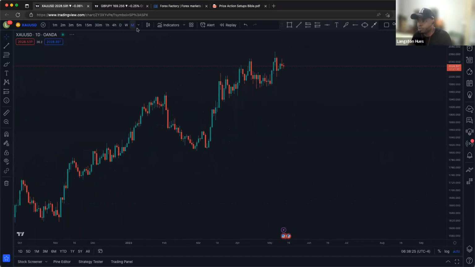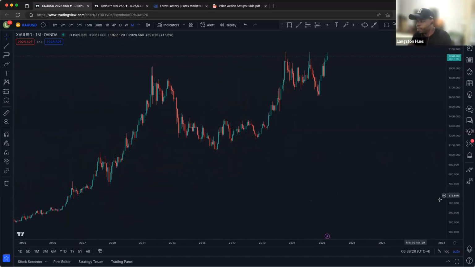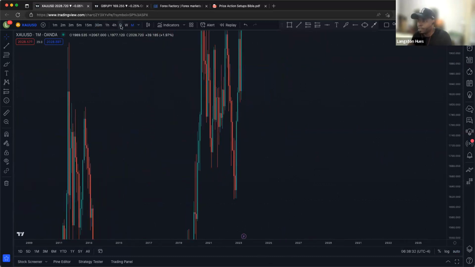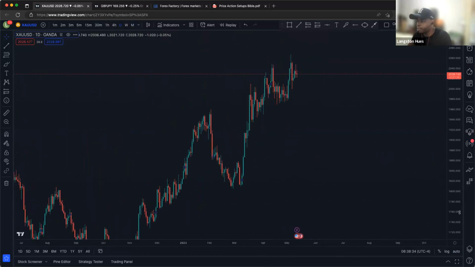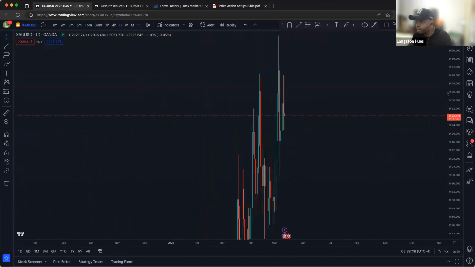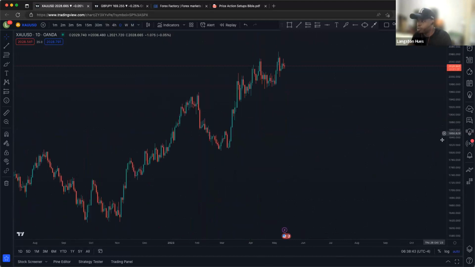So check this out. When I come over to the daily, this is the monthly right now, but I just want to show you something. When I come over to the daily, sometimes the chart might look crazy like this. But if you come over to the price labels on the right and double click it, it's going to auto adjust.